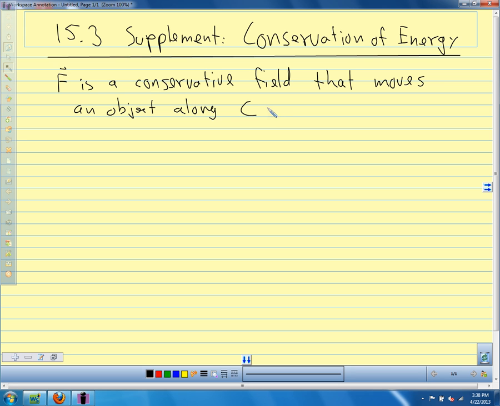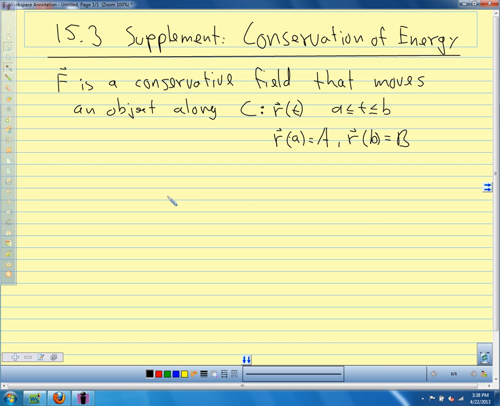Our path C is given by some r of t between times a and b, a less than or equal to t less than or equal to b. And we're going to say that the position r of a is capital A, and r of b is capital B, just to simplify our notation.